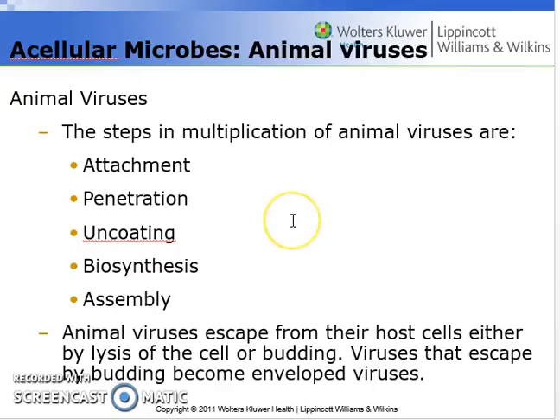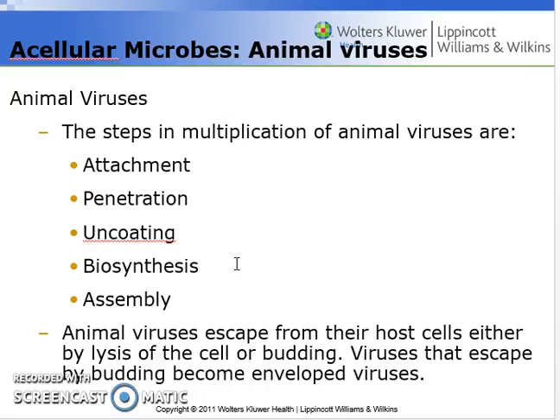So again, in animal viruses, you have attachment, penetration, uncoating, biosynthesis, and assembly. Now, an animal virus is going to exit from the host cell through the process of lysis or the process of budding. With lysis, the virus is going to disrupt the animal cell that it's been infecting. Through budding, you simply have a release of the virus as it's fusing or being pushed out of the animal host cell that it's been infecting.